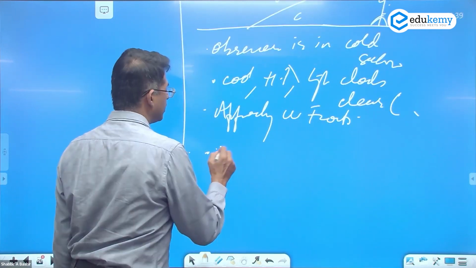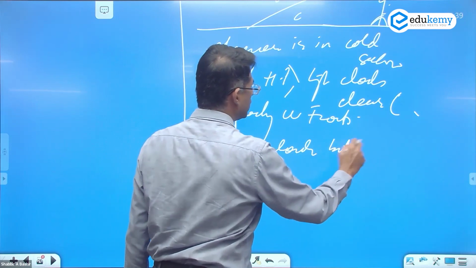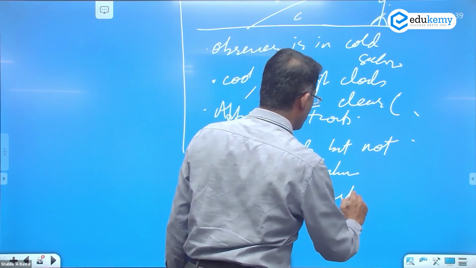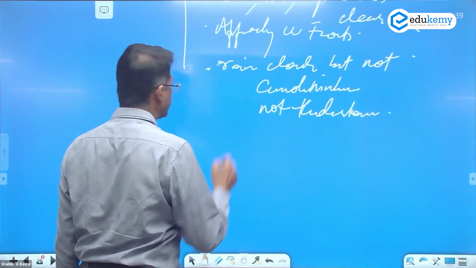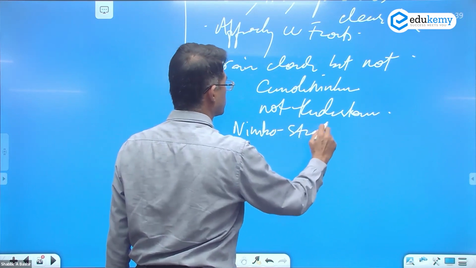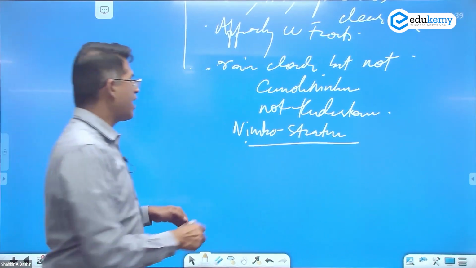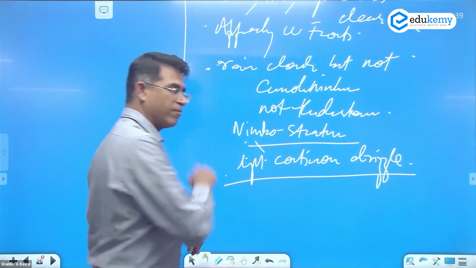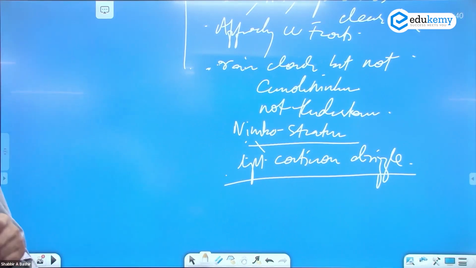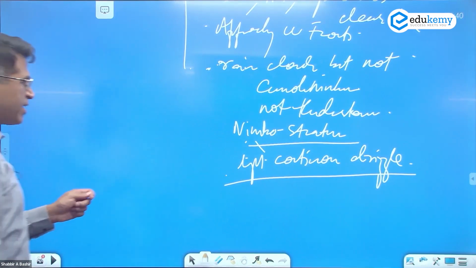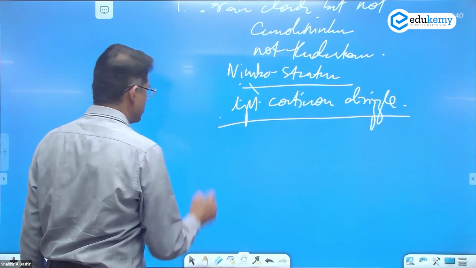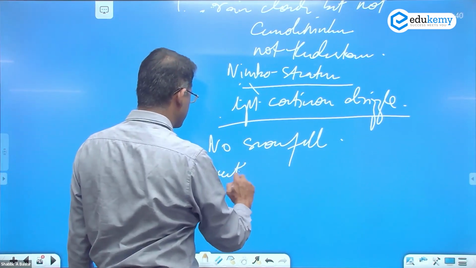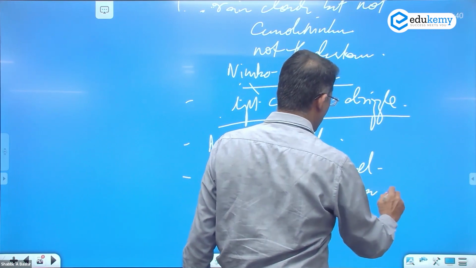With the warm front, there will be rain clouds, but not cumulonimbus clouds, not thunderstorm clouds. The more common clouds will be nimbostratus clouds. They are layers of clouds. And these clouds will cause light, continuous drizzle. There is no snowfall. The weather changes are of relatively longer duration.